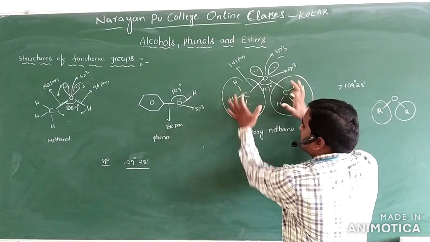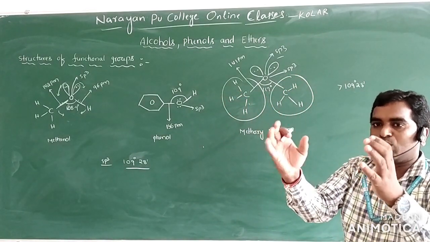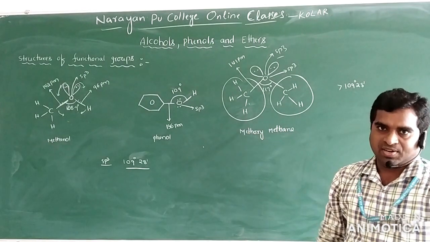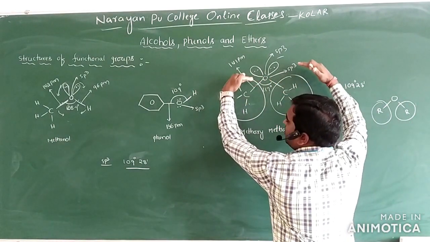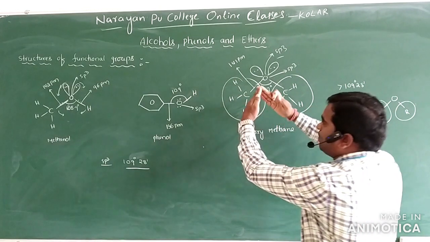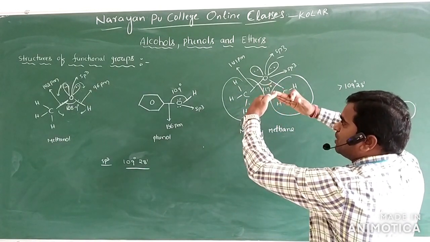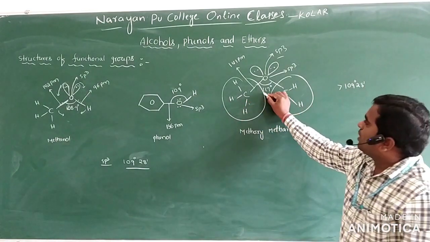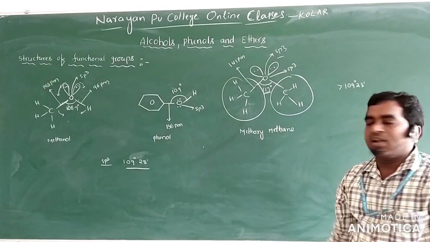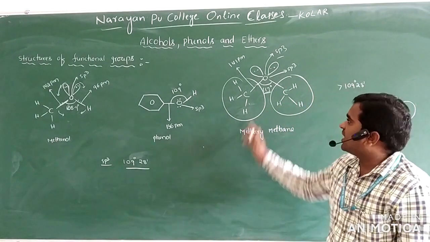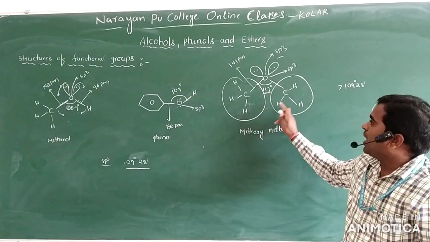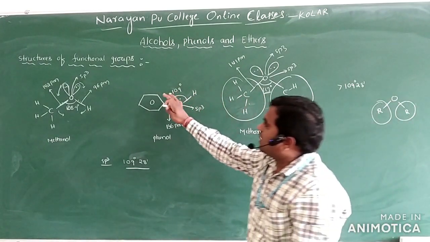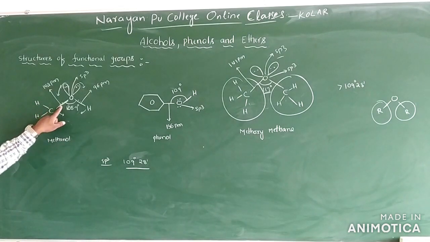So these electrons of the 2 groups come close, and due to the same charge, they repel each other. When they repel each other, they move away from each other. So automatically, what will happen here? The bond angle increases. That is the reason why in ethers the bond angle is greater than 109 degrees 28 minutes, exactly 117 degrees, because of the repulsions between the bulky alkyl groups.